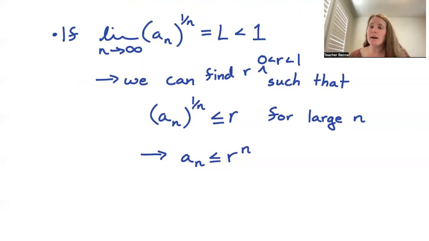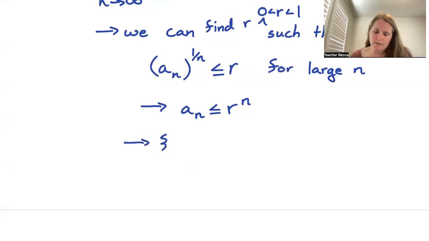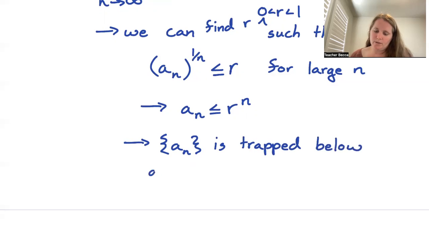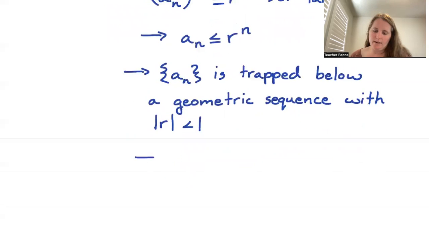So again, our a sub n is trapped below a geometric sequence with absolute value of r less than 1. So that means that our series a sub n has to converge, since the geometric series converges.